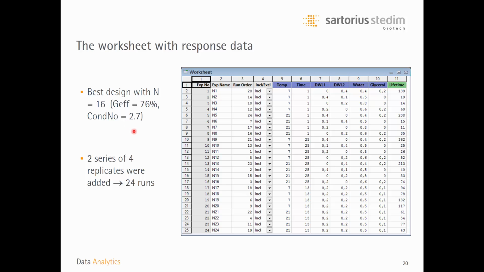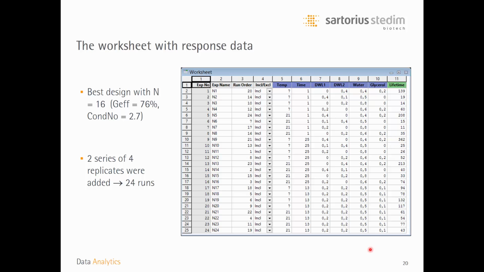In addition to the 16 experiments, we also added 2 series of 4 replicates. So the bottom 8 experiments, or the bottom 8 rows, represent these 2 times 4 series of replicates. So the total experimental design had 24 runs. And it's quite interesting to see that there is a rather large span in the lifetime measured across these 24 experiments. The shortest lifetime was 11 seconds, whereas the longest lifetime before the bubble was bursting was 362 seconds, or 6 minutes and 2 seconds.